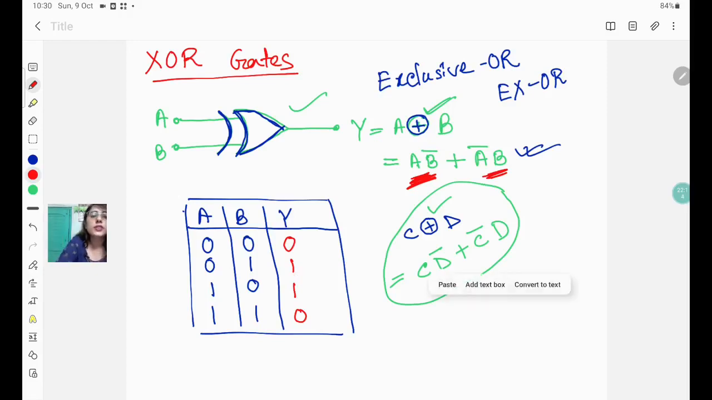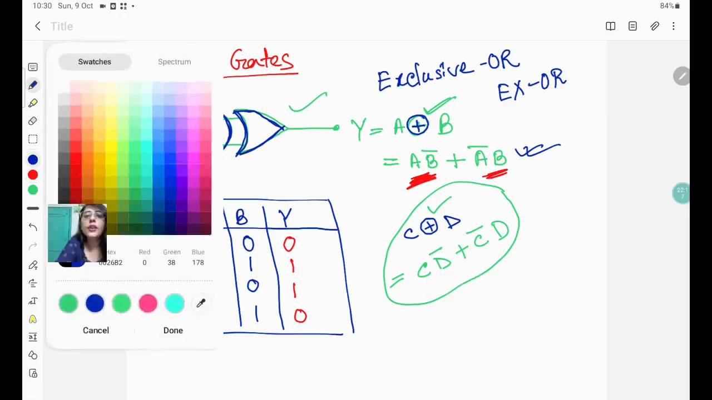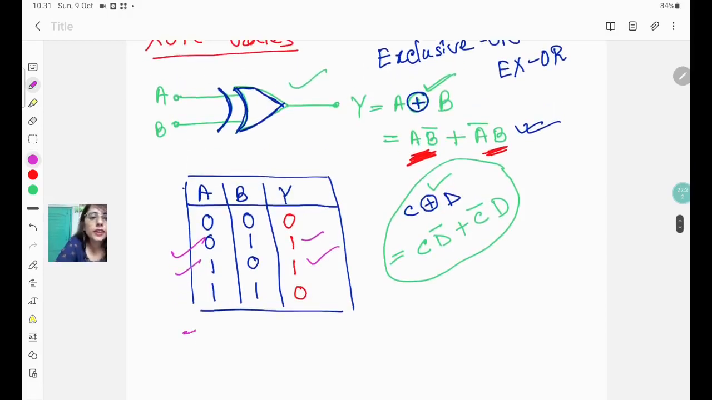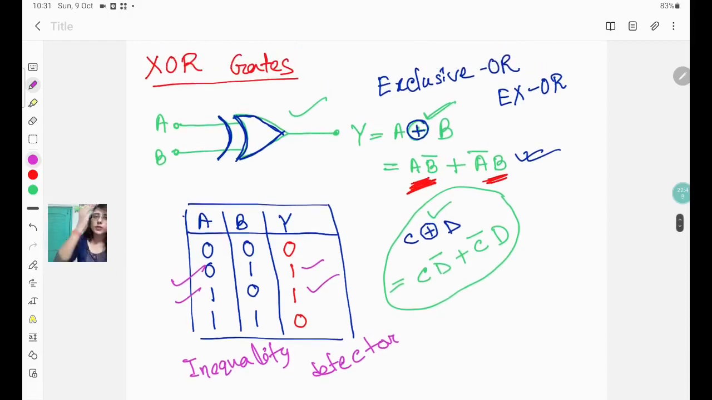So these circuits or this kind of gates or these XOR gates are called inequality detectors, because if the inputs are unequal, only in that scenario the output will be 1. So these XOR gates are also called inequality detector. Okay, so this one is a very important question: why are these XOR gates called inequality detector, or sometimes it is also asked which gates are called inequality detectors and why.